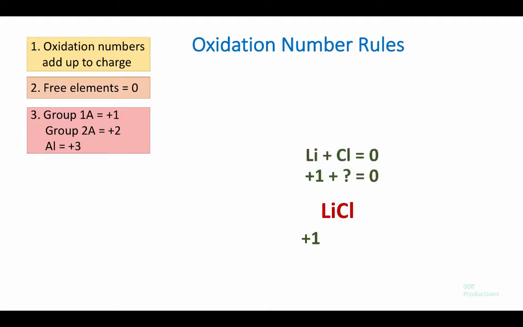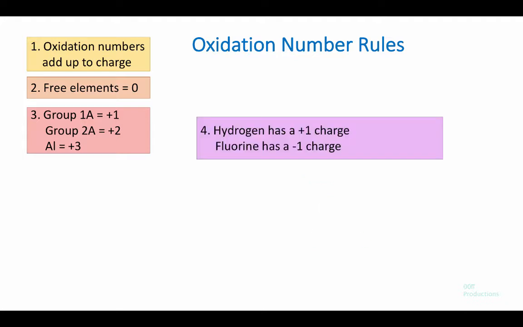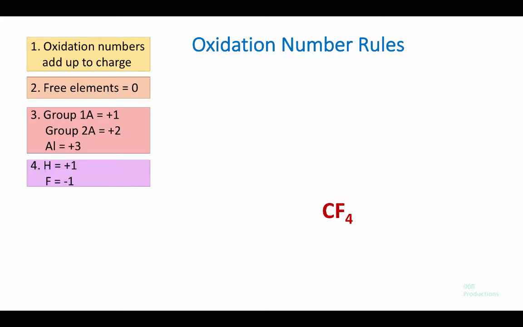So the oxidation number of lithium plus the oxidation number of chlorine together must add up to 0. Lithium is +1. What is chlorine? Chlorine would have to be -1. Our fourth rule tells us that hydrogen has a +1 charge and fluorine has a -1 charge. So here's how we might use that.